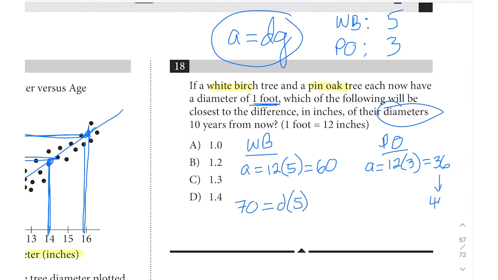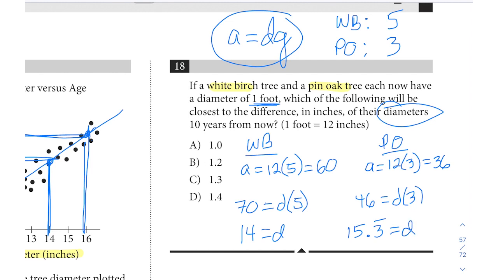And for the pin oak, our age, same progression, 10 years' time, is going to be 46. So when we write out our equation in terms of age equals diameter times growth factor, we're going to go 46 equals unknown diameter times our growth factor of 3. And let's solve for each of these. So you divide both sides by 5. For the white birch, that's going to be a diameter of 14 inches. You divide both sides by 3. For the pin oak, that's going to be a diameter of 15 1/3, or 15.3 repeating inches.